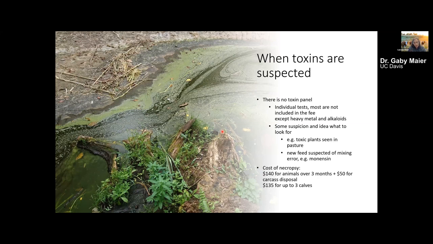And so, for example, this picture shows some nasty looking algae. And so if you find animals that are dead next to a pond that looks like this, that may give you a clue that maybe this is the cause. And so a sample of this water could be submitted and that could be tested for blue-green algae toxins. But that is one specific test.